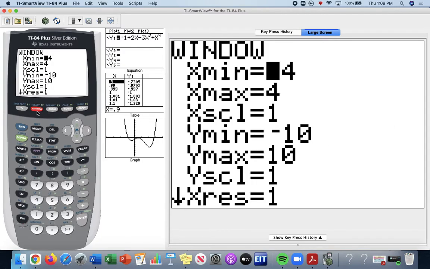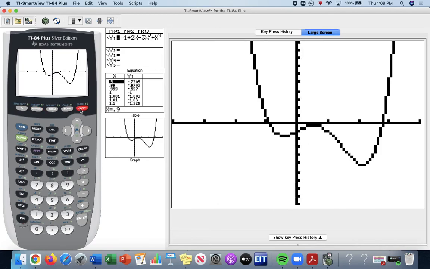For my window settings, I kept my x window from -4 to 4 and my y min and max from -10 to 10. If I look at this portion of the graph, it looks like there are 3 places where the derivative is equal to 0. Down here, right here, and then here. We can probably estimate it from the graph by looking at it, but it's going to be really hard to come up with the exact value from this original graph. That's where the derivative graph is going to help us.